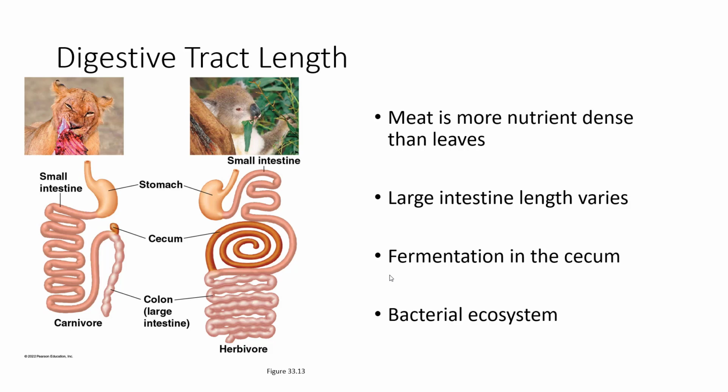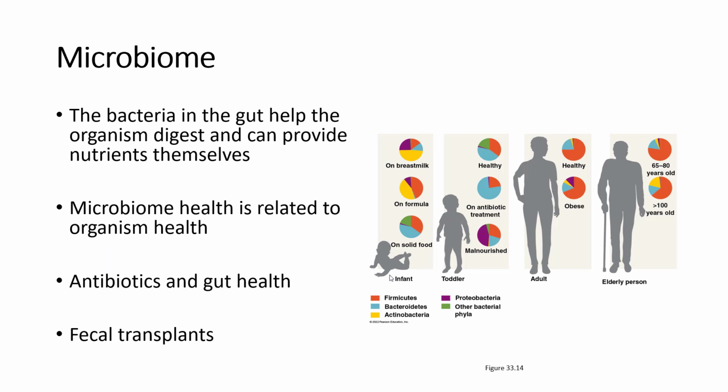And not only does the shape of the digestive tract change, but the bacterial ecosystem, or microbiome, of the digestive tract will change. The bacteria in the gut are helping the organism to digest things. Some of these bacteria are capable of making nutrients, including vitamins, based on the food that they are getting. You have bacteria in your large intestine that will turn fiber into essential fatty acids. So yes, you need a diet high in fiber.